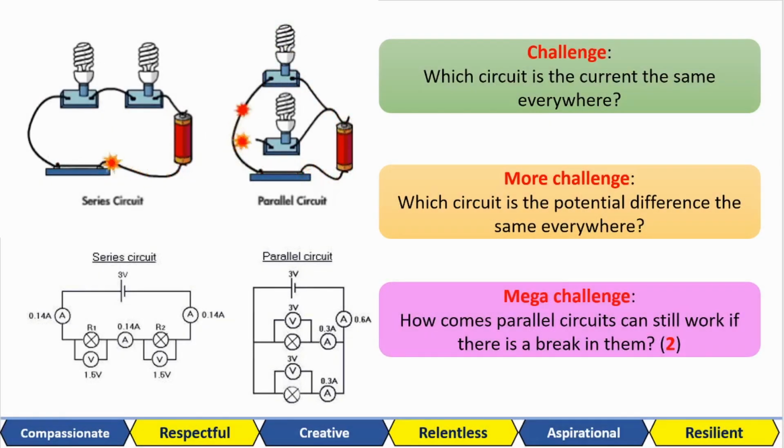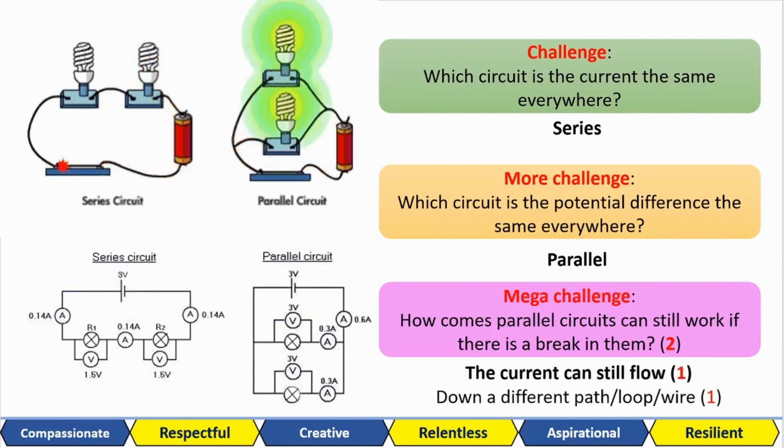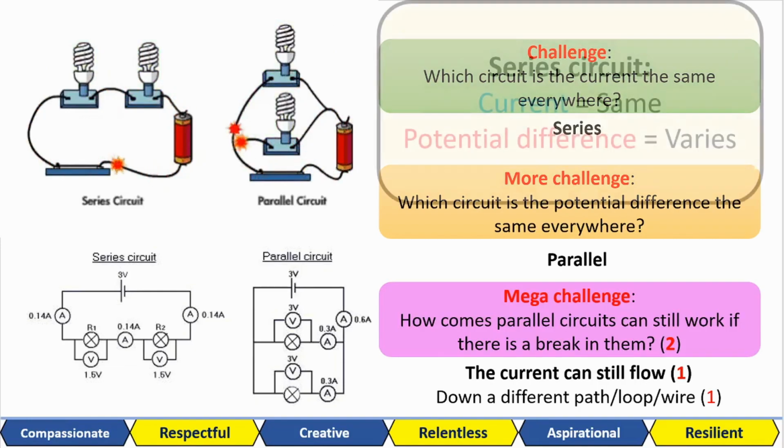We saw that the same spark moved out of the battery and through the whole loop in a series circuit, so that means that the current must be the same everywhere. Parallel circuits have their potential differences identical around the circuit. And for the final question, we see that the current can still flow down the other complete path. This is why some decorative lights use parallel circuits so that not all the lights turn off if one of the light bulbs break. We can summarize this information as this.